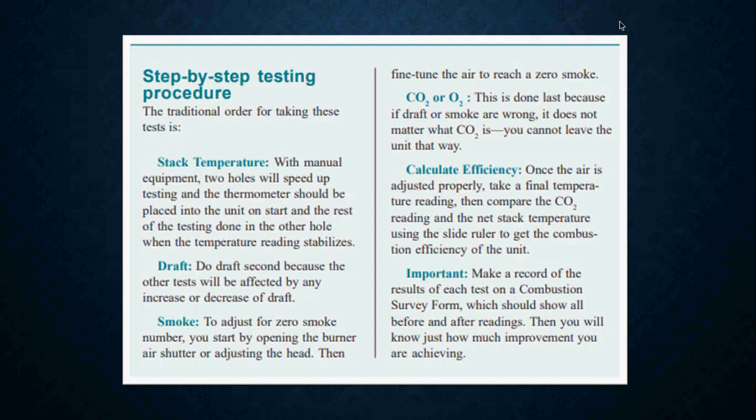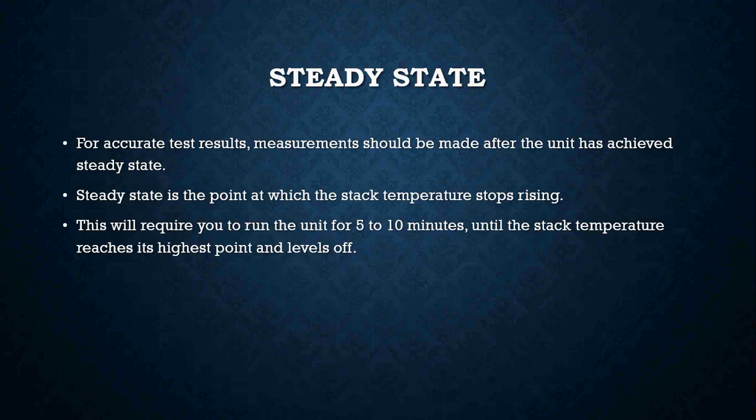Make a record of the results of each test on a combustion survey. Write them down, whatever it is that you're getting, which will show all before and after readings. Then you will know how much improvement you have actually achieved, or if you've done it wrong and actually gone down in efficiency, which is something you do not want.